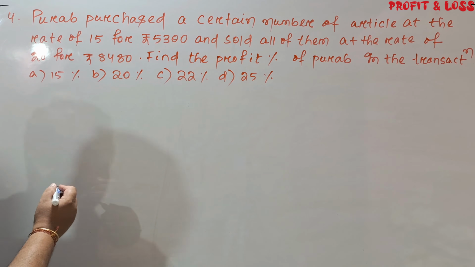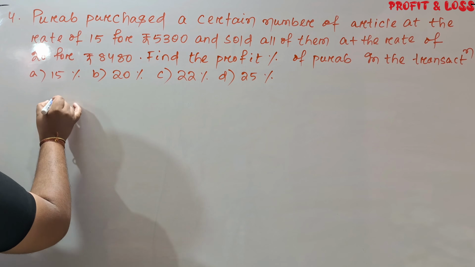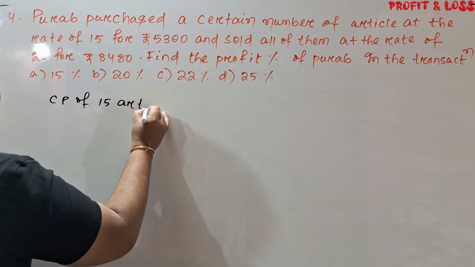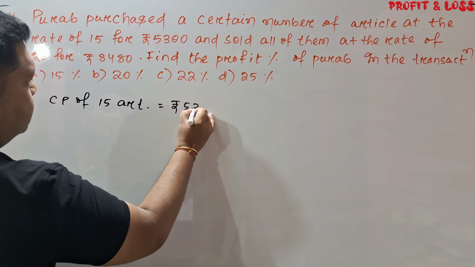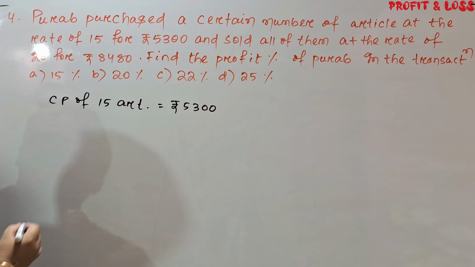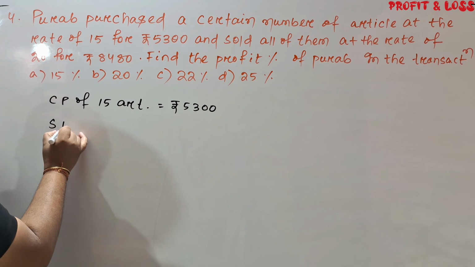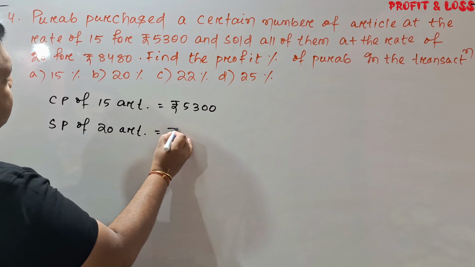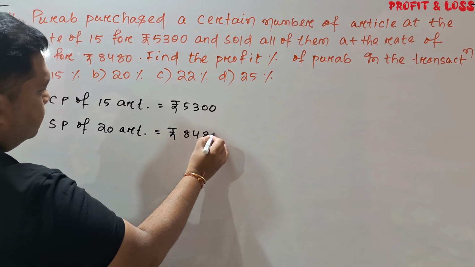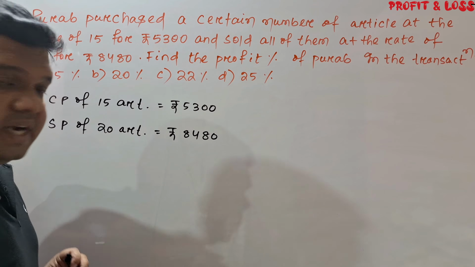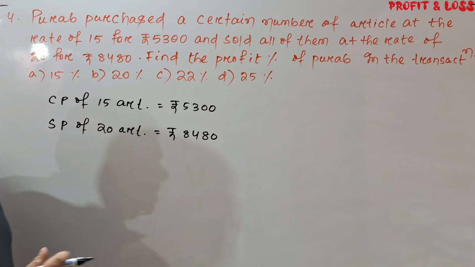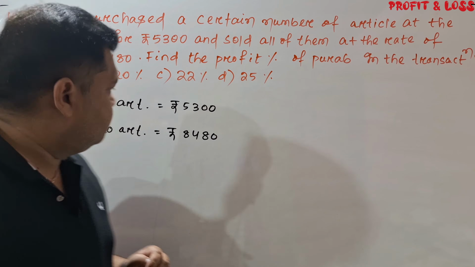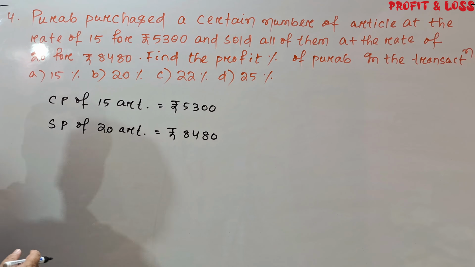So here it is given 15 articles. So the cost price of 15 articles is given as how much? Rupees 5300. And sold how many? 20. The selling price of 20 articles is given as rupees 8480. He purchased 15 articles but sold 20 articles. How is that possible? I will sell whatever I buy. So make the quantity equal. How to make it equal?